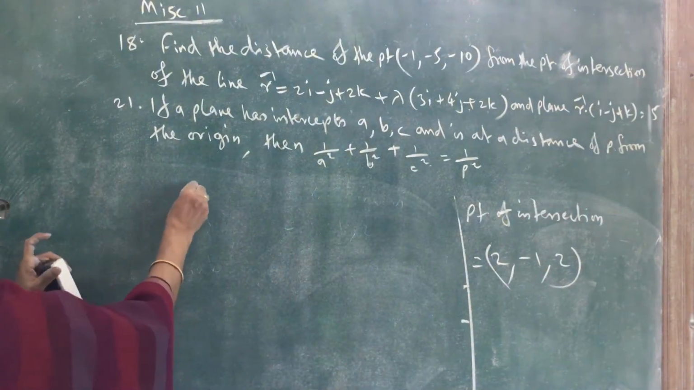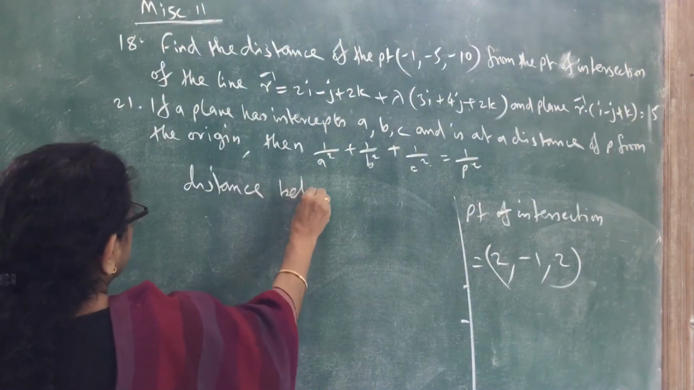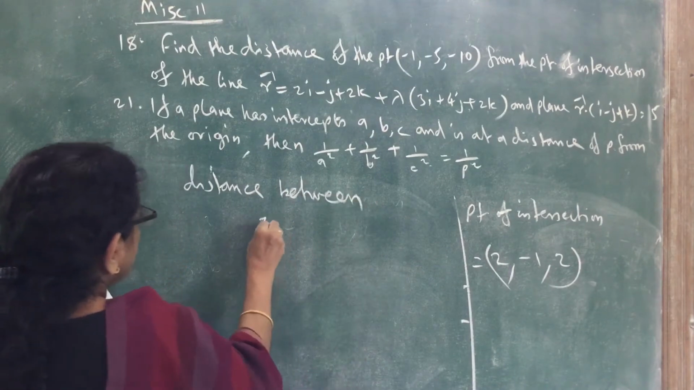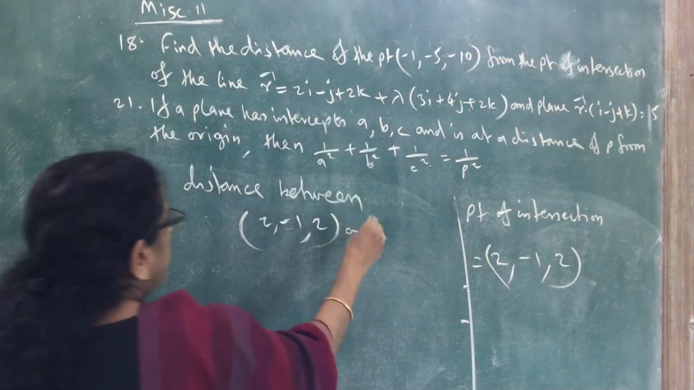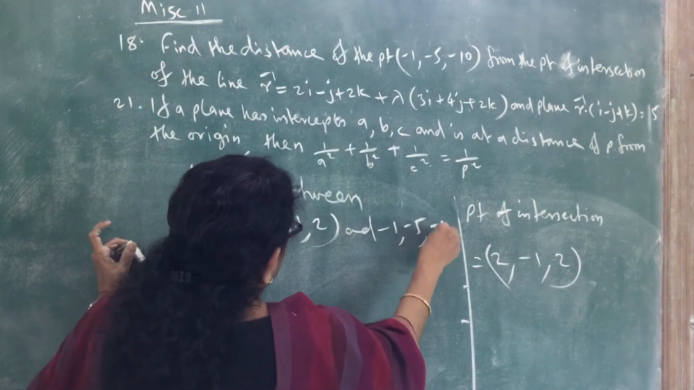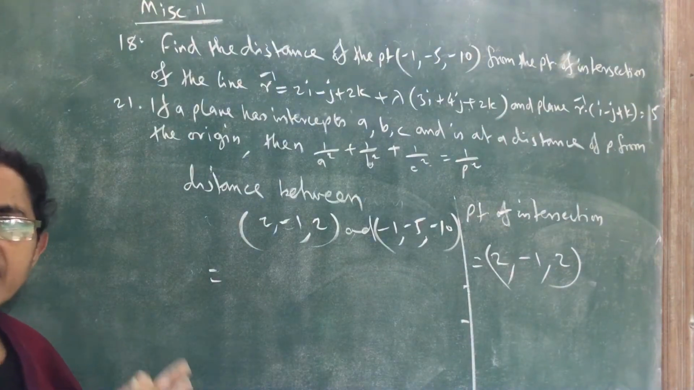Now the distance between (2, -1, 2) and (-1, -5, -10). Find the distance. Using the distance formula we can find the distance.